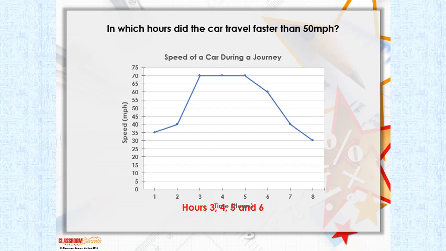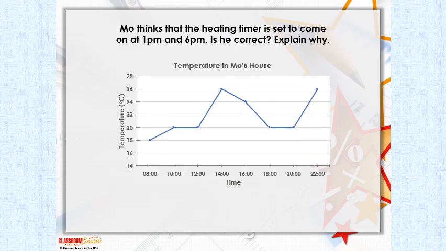And the answer is hours 3, 4, 5, and 6. So well done if you got that. Next question. Mo thinks that the heating timer is set to come on at 1 p.m. and 6 p.m. Is he correct? Explain why.